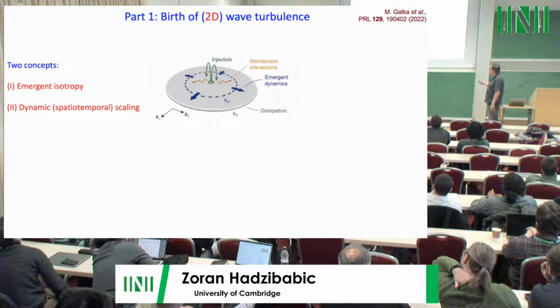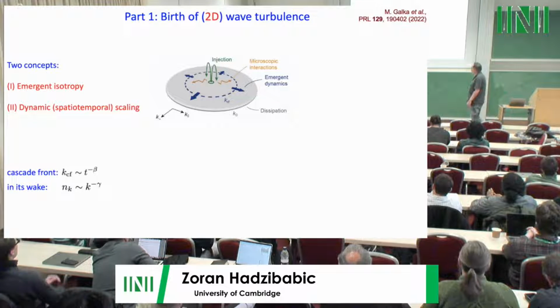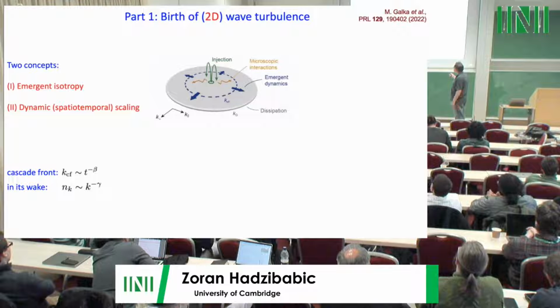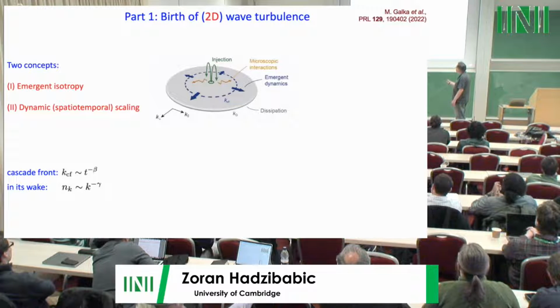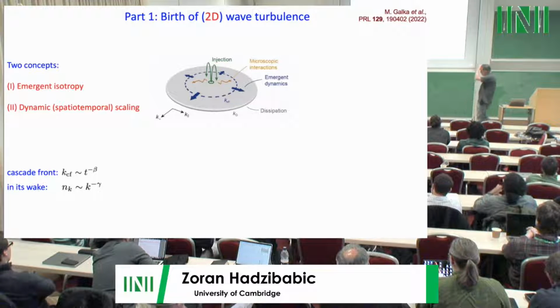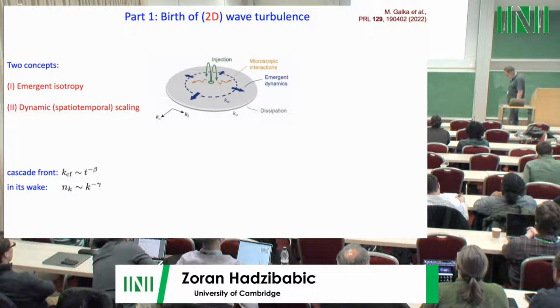And the second conceptual idea is the so-called dynamic or spatial-temporal scaling, which means that once you form this cascade front, this is all before a steady state has been established, it propagates radially outwards, and it's supposed to propagate in an algebraic way. So t is time, and beta is some negative exponent. And in its wake, it leaves what is going to be the steady state momentum distribution, k to the minus gamma.